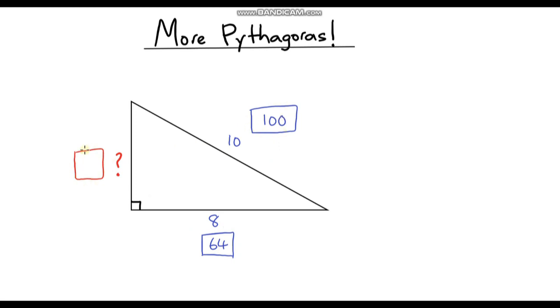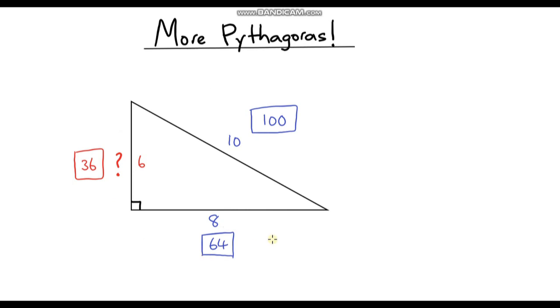So to work out what's in this box, we can just go backwards. We can just do 100 subtract 64, and that gives us 36. So we know that this side length squared is 36. To work out what this side length is, we can just take the square root of 36, and that gives us 6. So we're just applying Pythagoras, but we're doing it in reverse.